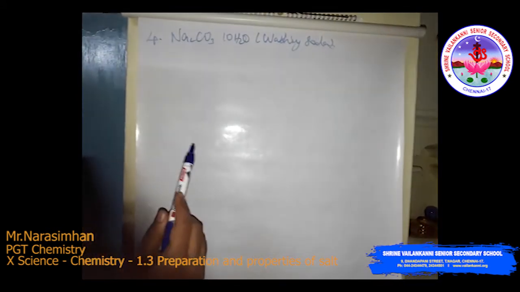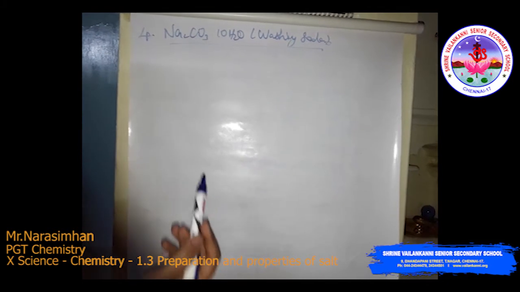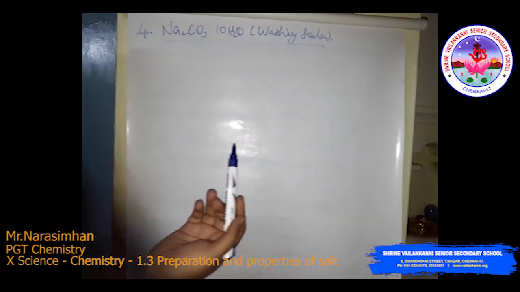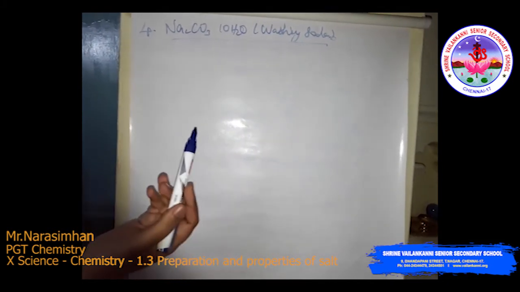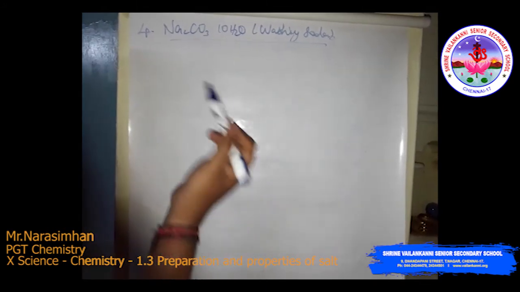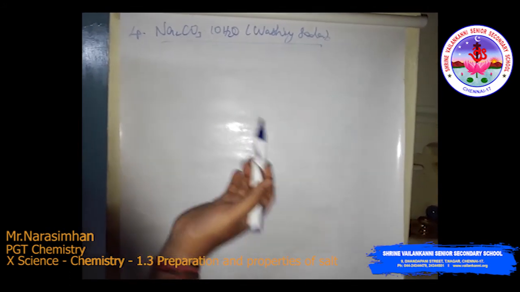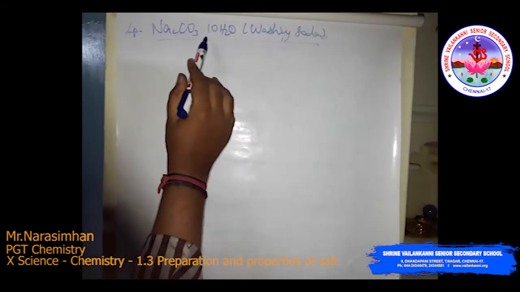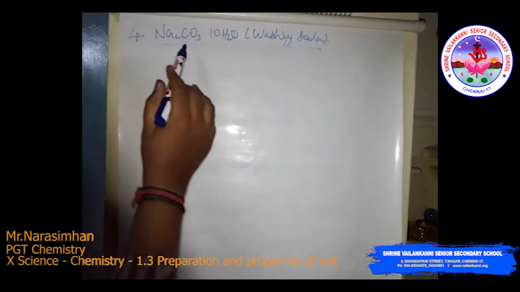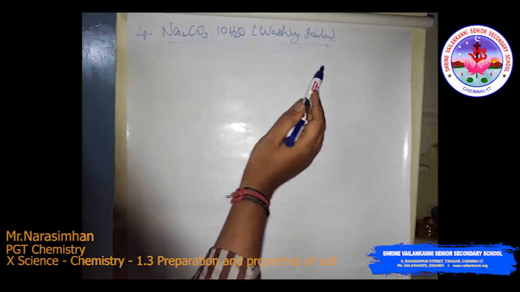Then the fourth one is sodium carbonate, that is washing soda. Where are we using washing soda? We use it for washing clothes and for removal of hardness of water. Na2CO3.10H2O means sodium carbonate decahydrate, that is washing soda.